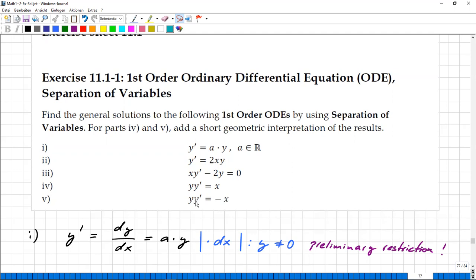And now comes the separation process, which is to be performed as follows. We must take care that everything containing y is put on one side of the equation, while all the x terms are placed on the other side. So it's important that you have one side of the equation just described using y, and the other one exclusively described using x.